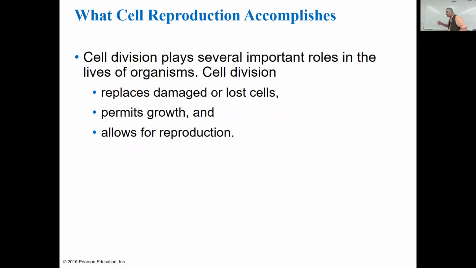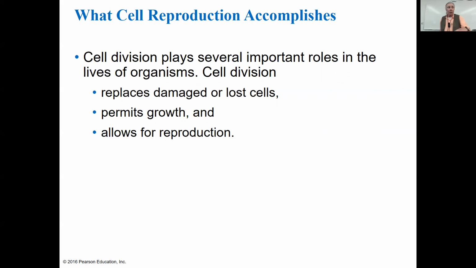Okay. So cell division plays important roles in the lives of organisms. It replaces damaged or lost cells. If you lose some skin cells, some connective tissue cells, you make some new ones. You lose some blood cells, you make some new ones. But as I said before, when you're an adult, there are certain cells that you can't replace, like most nerve cells. If you lose them, they're lost for good.